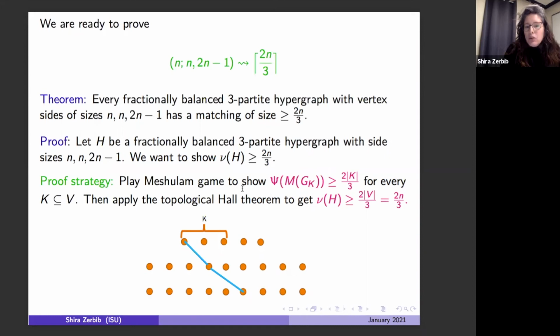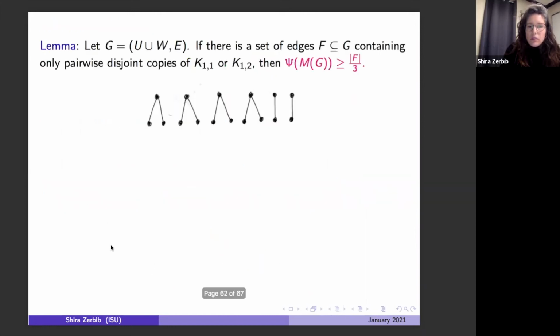We will play the Meshulam game to show that for every such k, psi of the matching complex of G of k is at least 2k over 3. And this will be true for every k. And then we will apply the topological Hall theorem to get that this means that the matching number of the entire hypergraph H is 2/3 the size of V, which is n. Okay? Okay, so let's see how we do that.